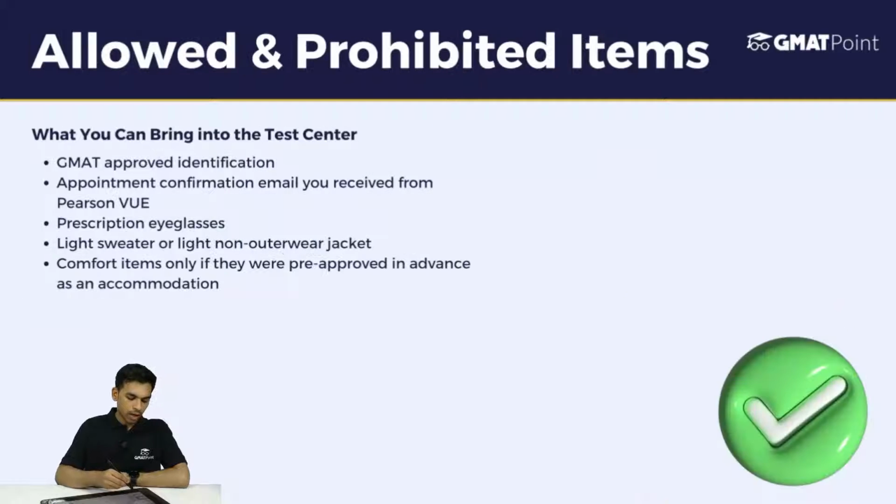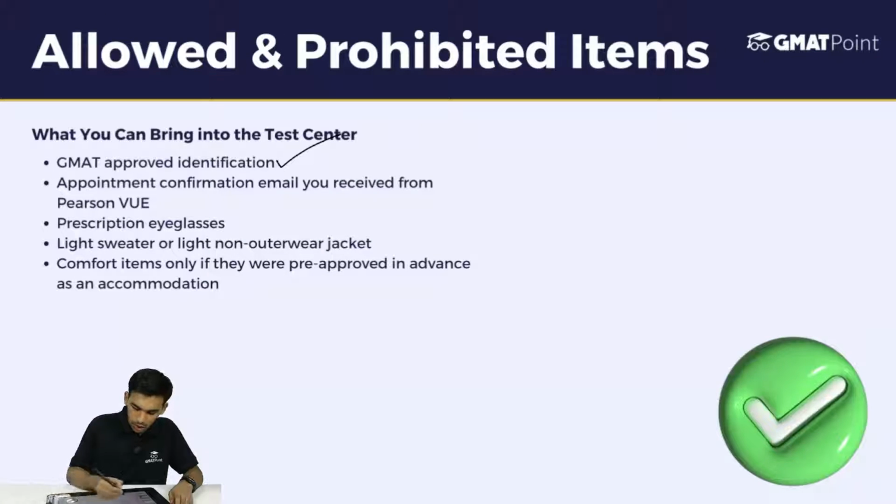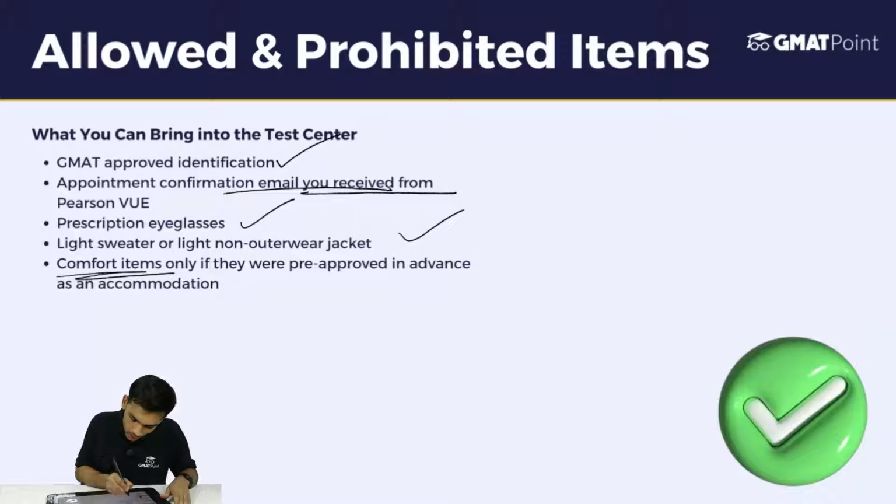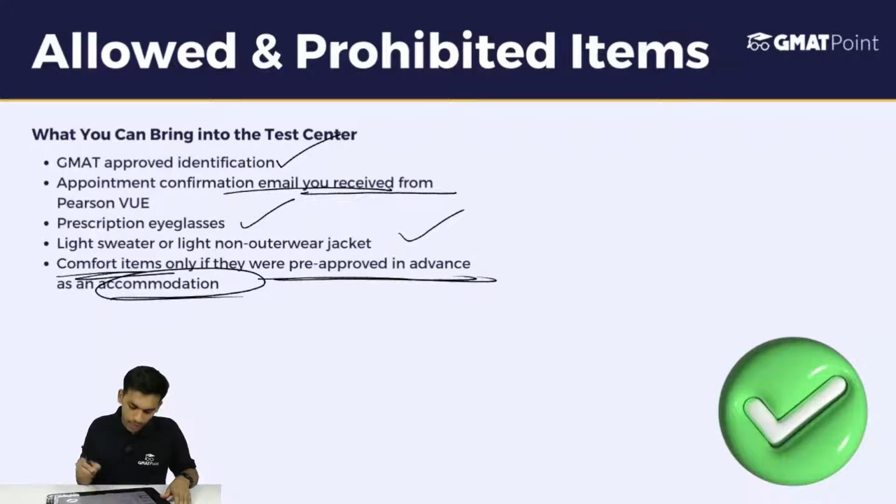Then let's look at the allowed and prohibited items in the exam center. The GMAT allows certain things. The first one is the approved identification. Then you can have the appointment confirmation email that you received from Pearson VUE, prescription eyeglasses if any, and a light sweater or non-outerwear jacket, which is a light one. And you can have comfort items if they were pre-approved in advance as an accommodation. So make sure that you check whether you can have a comfort item if you need it, say for back support or anything. You can check them out on their website, and we'll link it down below.